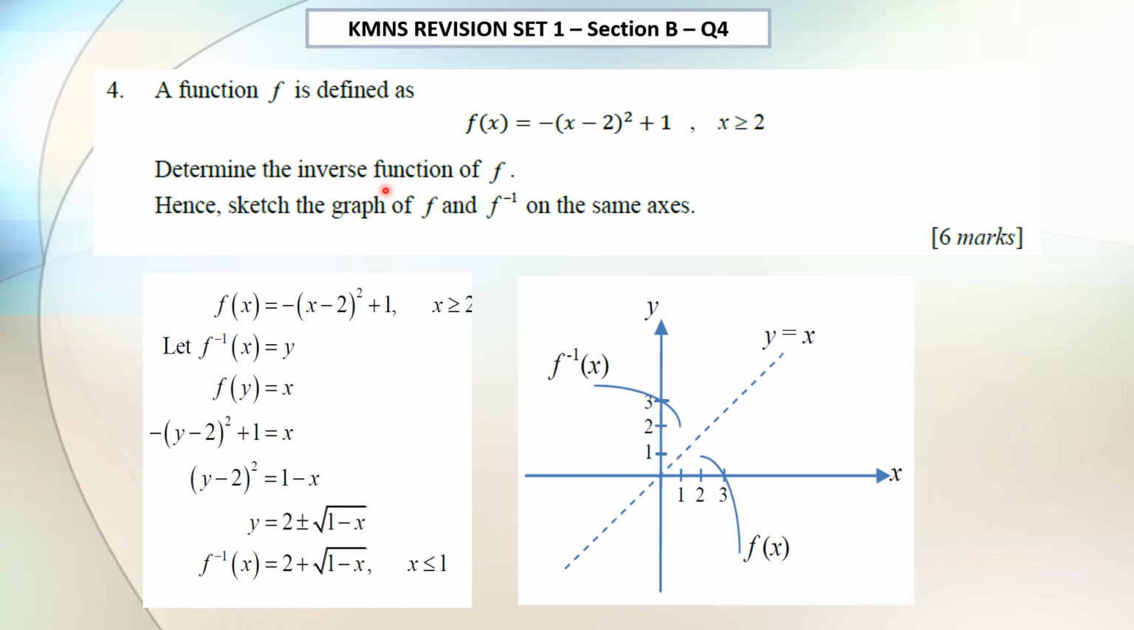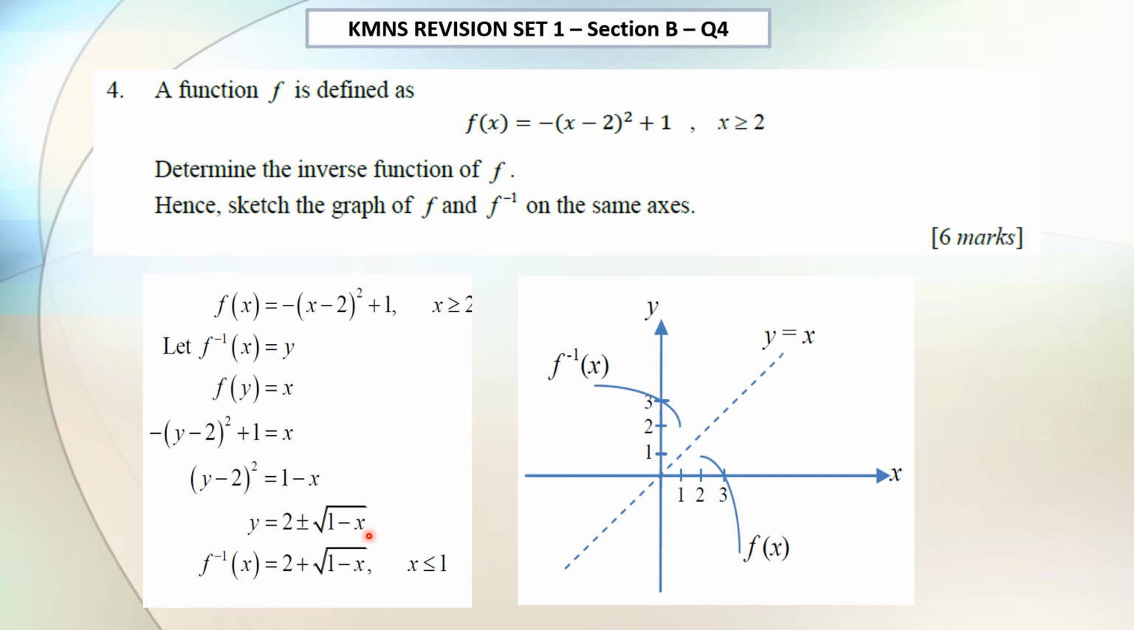It says determine the inverse function of f, hence sketch the graph of f and f inverse. So we find the f inverse as usual. For this question, I don't use the property like just now. We let f inverse x equal to y and then find f(y), and then we get the f inverse x. But we get two values because we are having a quadratic function. Remember, it gives you the value of x must be more than or equal to 2. So that is why we omit the 2 minus square root of 1 minus x. But before you omit that, make sure your answer has the 2 plus minus. Otherwise, you won't get the full mark for the working of getting f inverse.